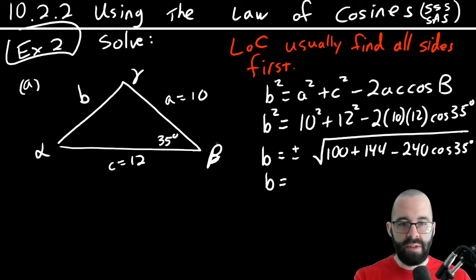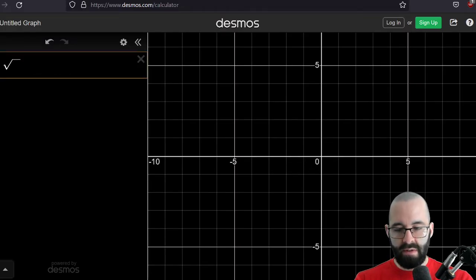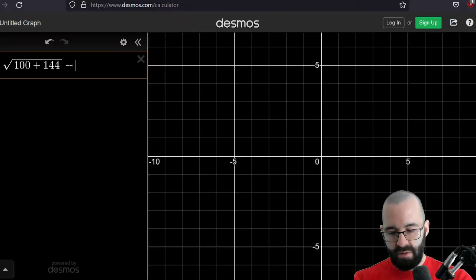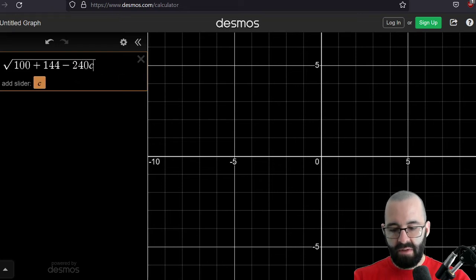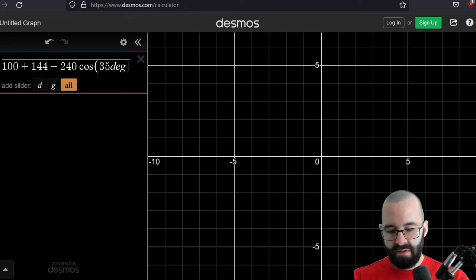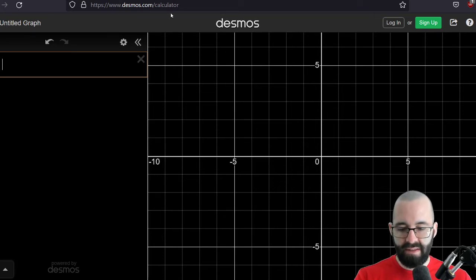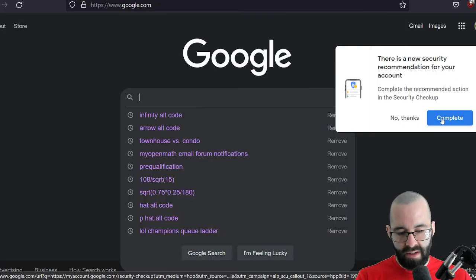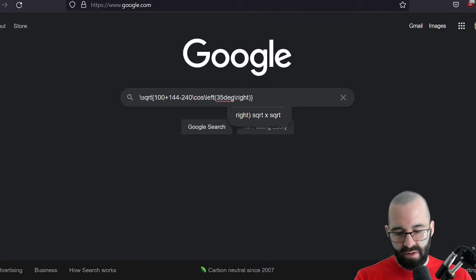And let's type it in with Desmos. We're looking at the square root of 100 plus 144 minus 240 times the cosine of 35 degrees. Oh, don't use Desmos. Desmos doesn't like degrees. We can use Google. Oh, nope. So square root of all this.